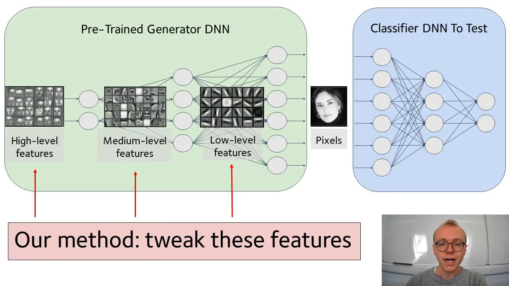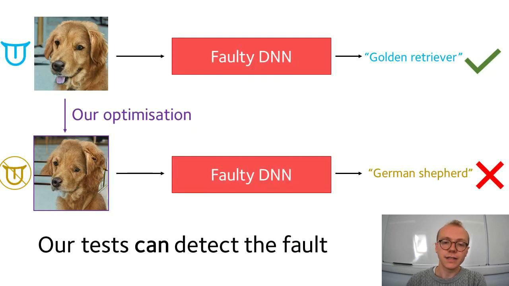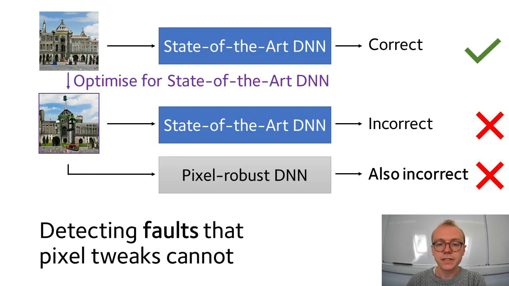In summary, our new test generation method works by manipulating the meaningful features learned by a pre-trained generator network. This means that the generated tests are able to detect artificial faults in deep neural networks, whereas existing methods cannot detect these faults at all. And when our method is used to evaluate state-of-the-art deep neural networks, the tests indicate the presence of faults not detected by existing methods. So it's a different kind of fault than those found by existing tests.